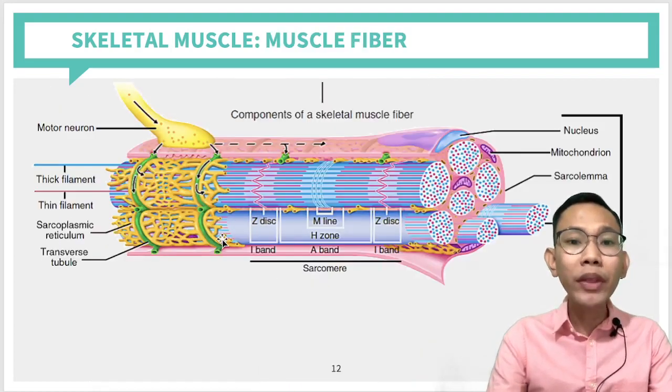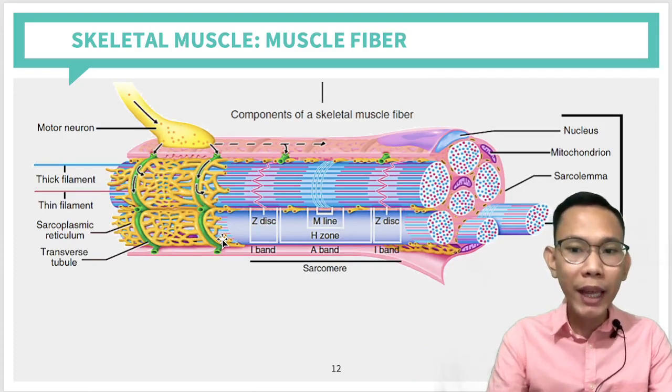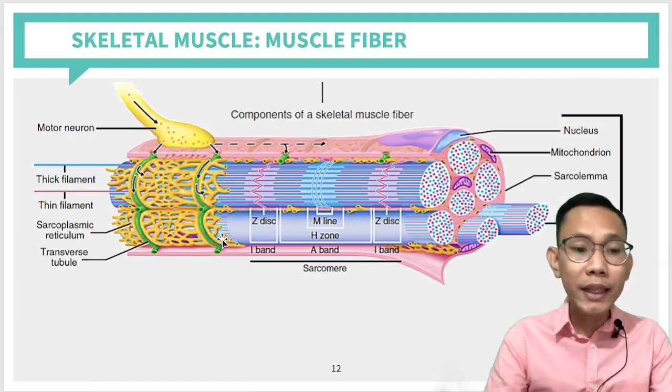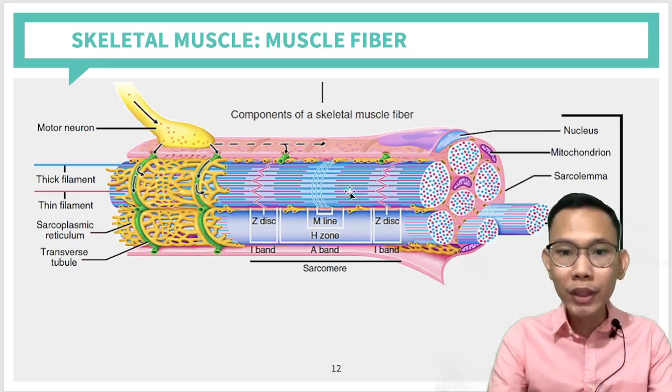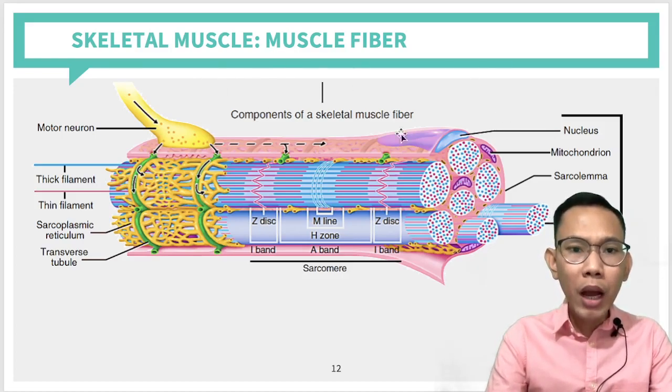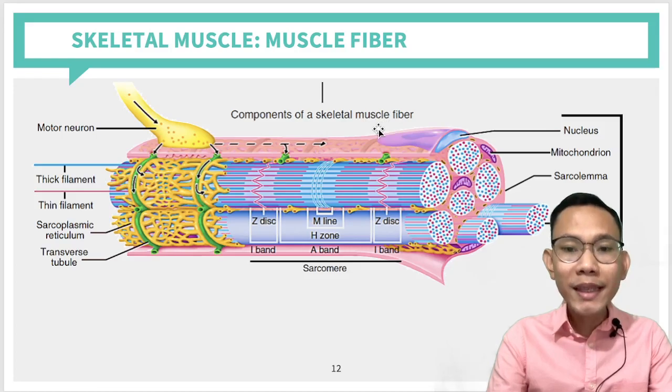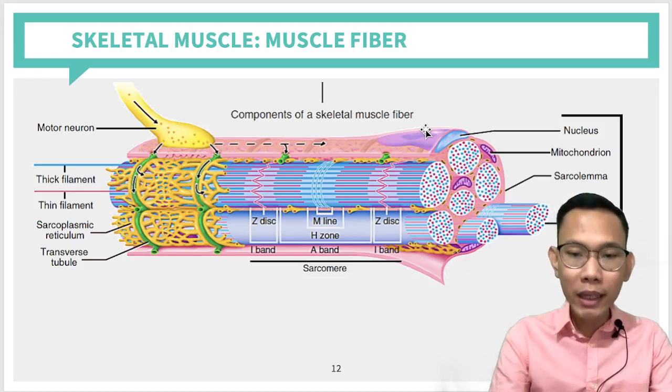Now let's proceed with the individual muscle fiber. Again, what surrounds your muscle fiber? It is now your endomysium. So these are now the components of your skeletal muscle fiber. So let's see. Your skeletal muscle fibers are long and cylindrical. As you can see, it is long and cylindrical.